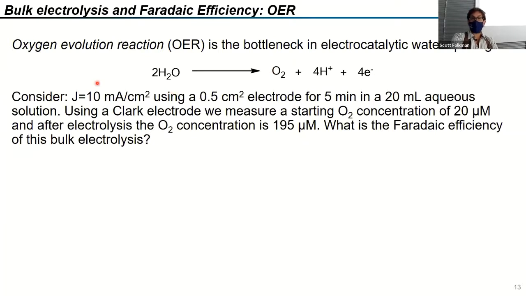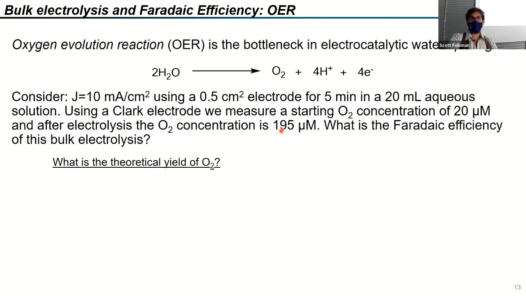So let's take an example. Let's say I develop a catalyst that can achieve 10 milliamps per centimeter squared. We're not going to care about potential right now. It's a pretty small electrode. I electrolyze for 5 minutes in a 20 milliliter solution. And then I measure the oxygen concentration, and it starts around 20 micromolar and ends at 195 micromolar. And I can ask, what is the Faradaic efficiency of this reaction, of this bulk electrolysis?